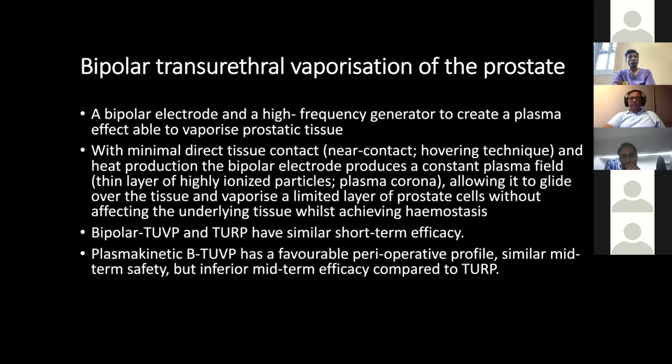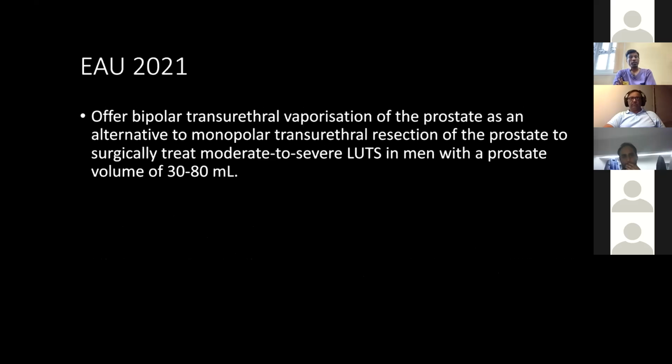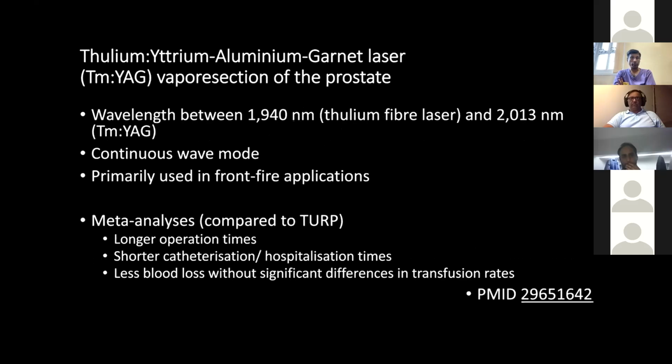Bipolar transurethral vaporization of the prostate is almost a similar technique, but there is a special electrode which is like an inverted mushroom shape. Using that, you can vaporize the prostate. It is a good one if the prostate is very small and you're not really looking to remove the tissue for histology purposes. EAU 2021 again offers bipolar vaporization for prostates between 30 to 80 ml.